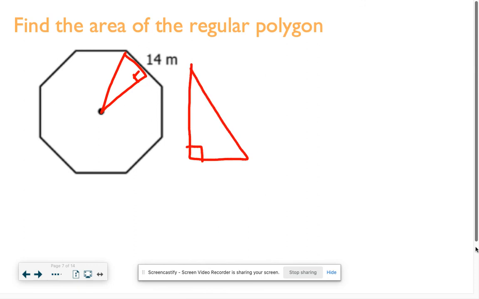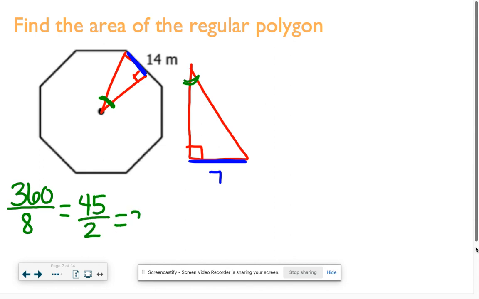Okay, now look though, folks. This whole side is 14, but what would this bottom be? It'd be half of that, so this is just 7, right? Okay. So now, step 1, we need to find what our angle would be. So remember, take 360 divided by how many sides? This one's an octagon, so there's 8. Get 45. And remember to divide by 2, so 22.5. So we just found our angle that we're dealing with. It's 22.5.